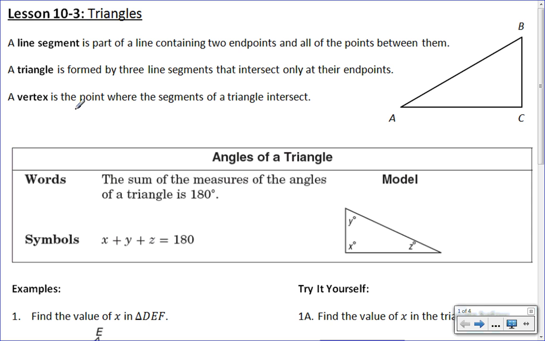A vertex is the point where the segments of a triangle intersect. So for example, this point right here at B is a vertex. Each of the lines that make a triangle is a side. So this is an example of a side. And each of the angles formed at each of the vertices, the triangle has three angles. So this is an example of an angle.